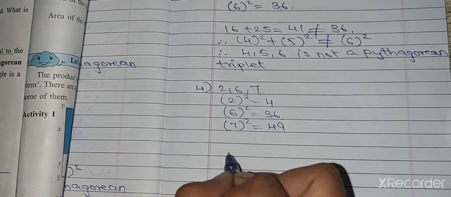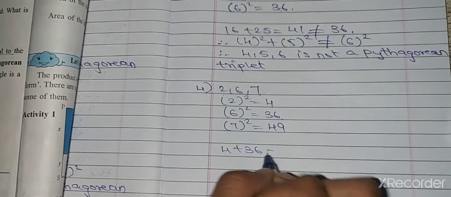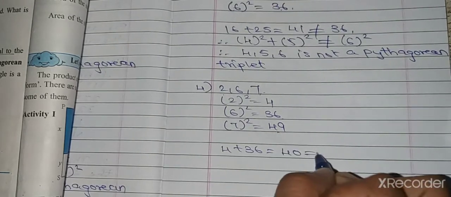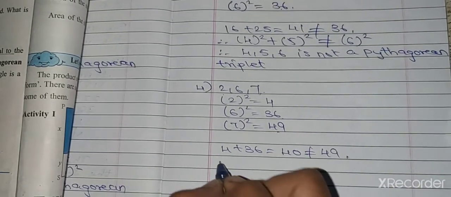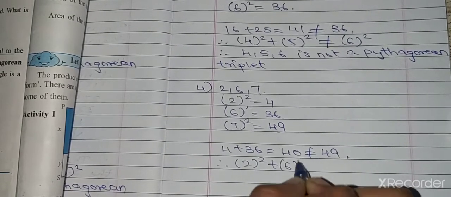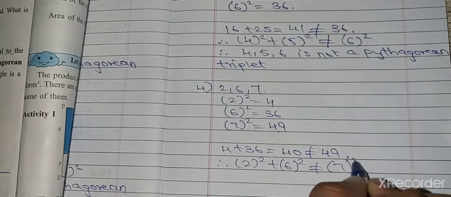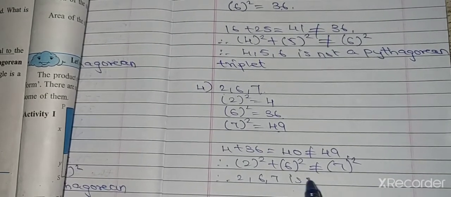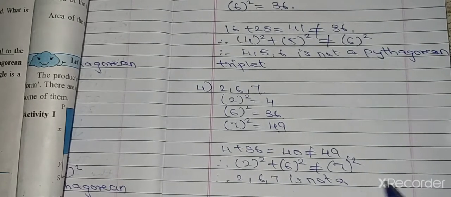So, 4 plus 36 will give you how much? 40. Is it equal to 49? No, it is not equal. Therefore, square of 2 plus square of 6 is not equal to square of 7. Therefore, 2, 6, 7 is not a Pythagorean triplet.